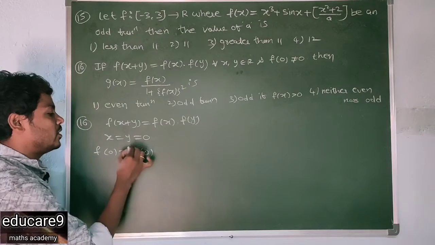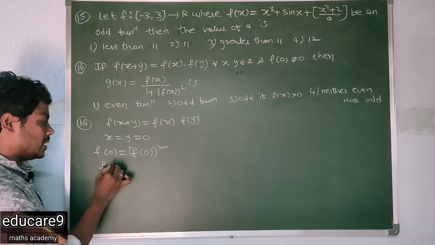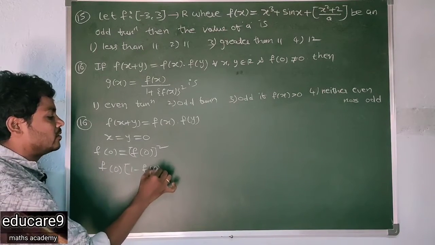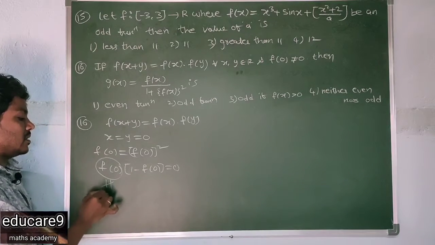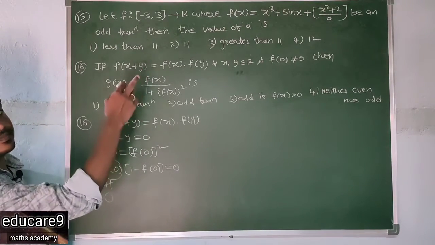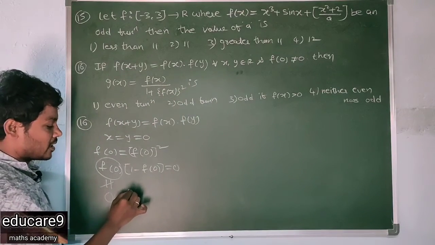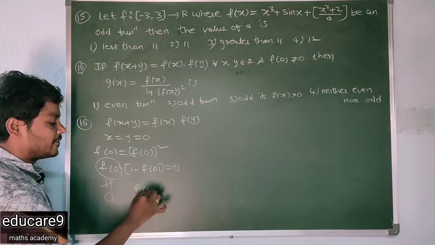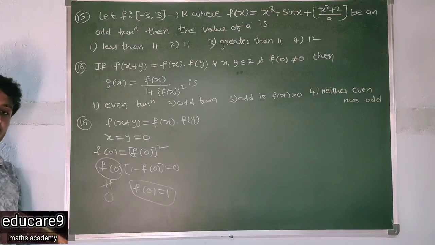So f of 0 whole square. So this is what? f of 0 is common, you get f of 0 into 1 minus f of 0. Clearly it is given this is not equal to 0. So therefore 1 minus f of 0 value is 0. f of 0 is 1. So this is the f of 0 value.